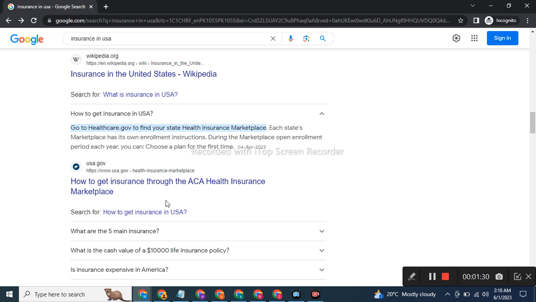How to get insurance in the USA? Go to HealthCare.gov to find your state health insurance marketplace. Each state's marketplace has its own enrollment instructions during the marketplace open enrollment period each year. You can choose a plan for the first time.